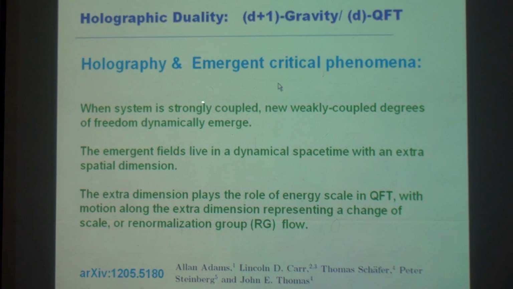When the system is strongly coupled, some new weakly coupled degrees of freedom can dynamically emerge, and these emergent fields live in a dynamic space-time with an extra spatial dimension. This extra dimension plays the role of the energy scale in the quantum field theory. So this resembles a renormalization group flow.